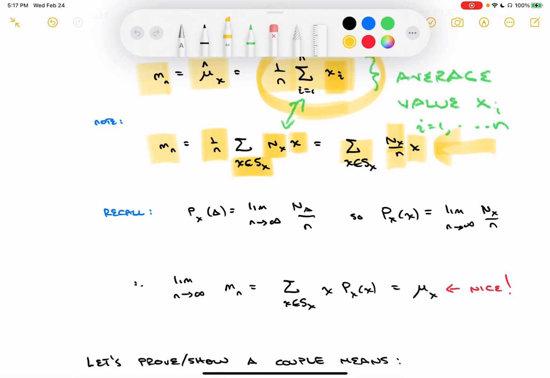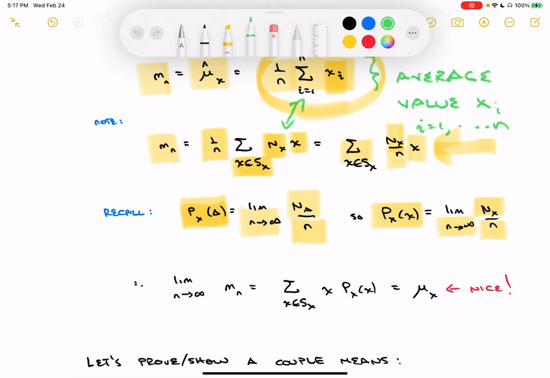If I count the number of times something occurs out of the total number of times, we looked at that before, like the probability of some event A. You just see how many times A shows up out of n trials, and if you let n go to infinity, you will get that probability of A. So if I count the number of times x takes on a particular value divided by n, and I let that n go to infinity, that is probability x.